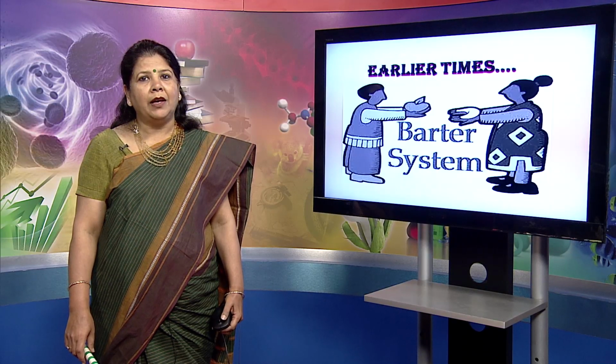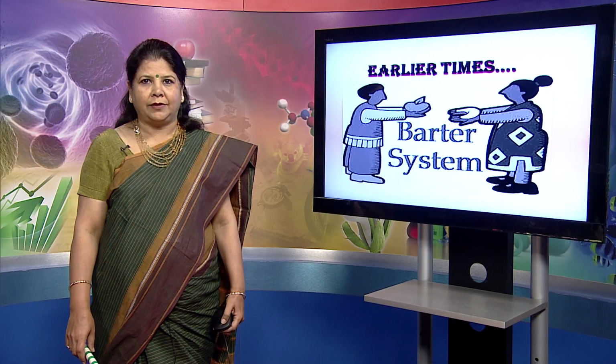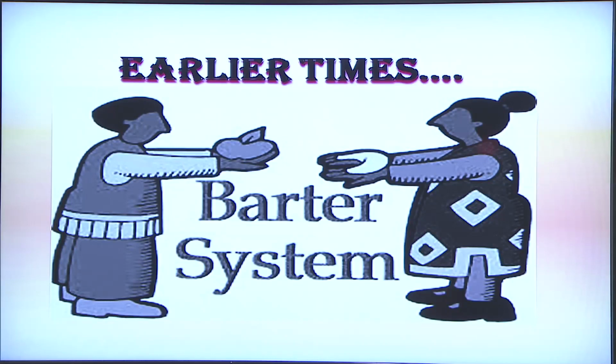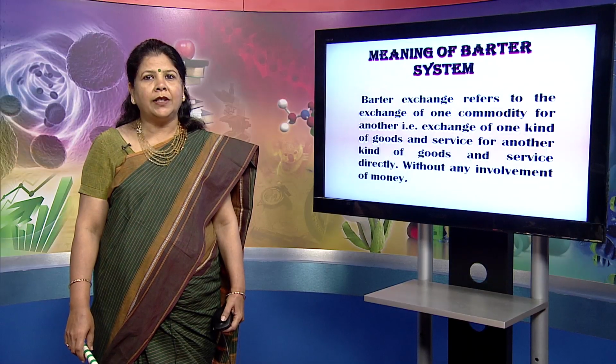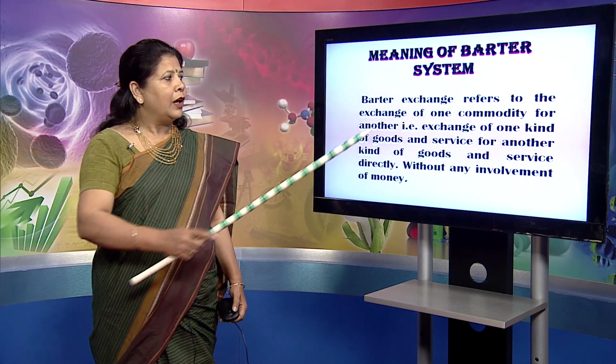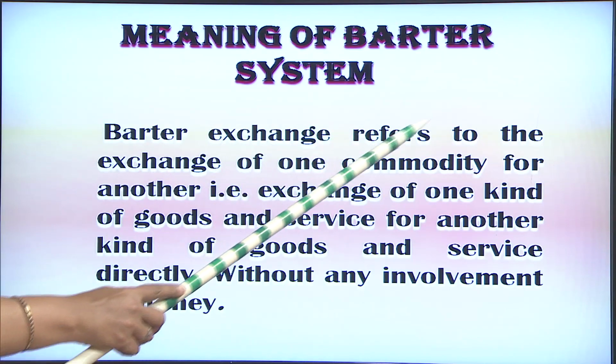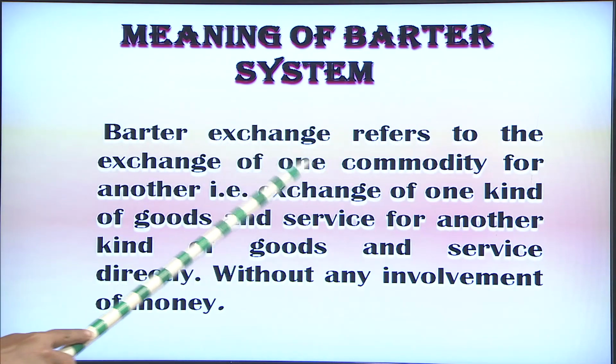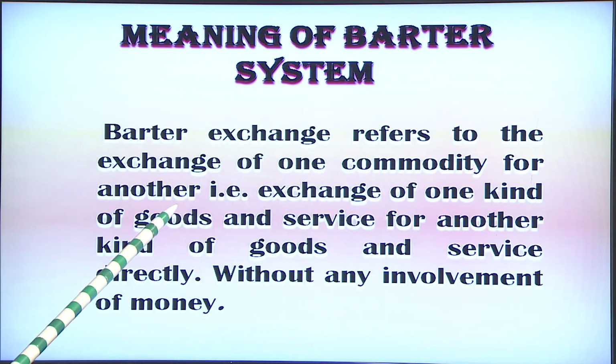What were we doing before money came? It was the barter system. That is, we were exchanging goods and services with the help of the barter system. Now, what is barter exchange? Barter exchange refers to the exchange of one commodity for another.